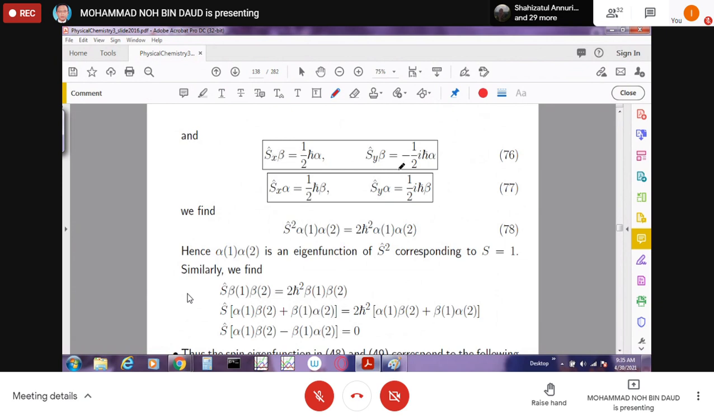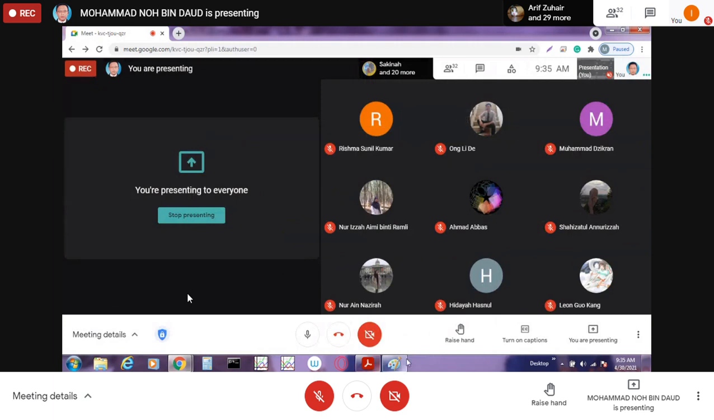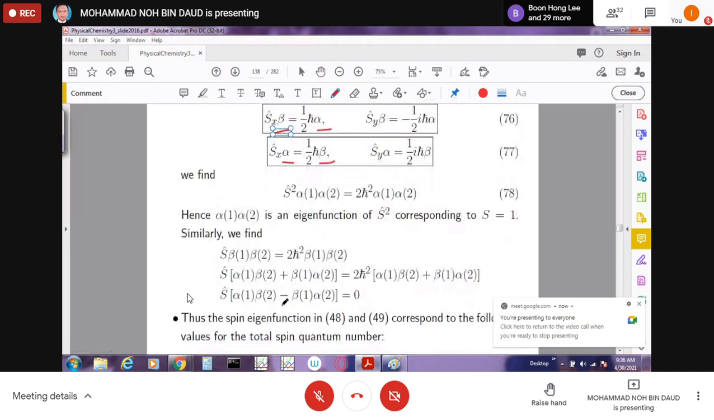The Sy operator. The alpha and beta are not the eigenfunctions for the x component of the spin vector and the y component of the spin vector. So this is not the eigenfunction. You can prove this using this property. We can have this.